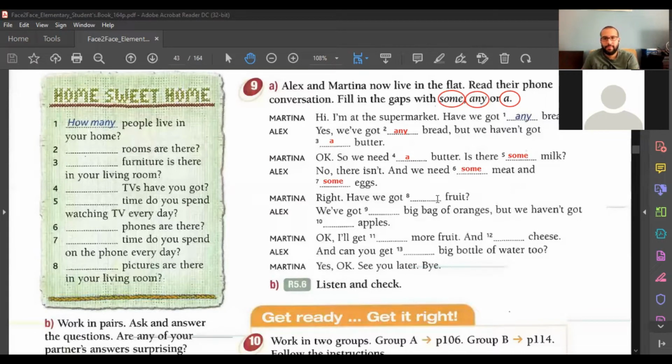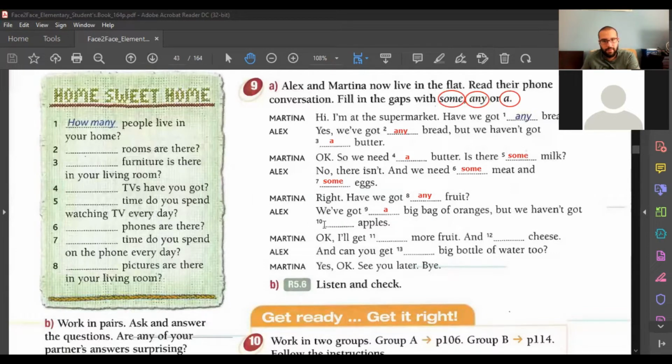Martina: Right, have we got any fruit? Alex: We have got a big bag of oranges, but we haven't got an apple. Oranges, yeah, sorry. But we haven't got an apple. No, not an. Some apples or any.